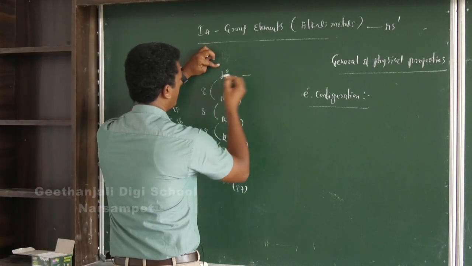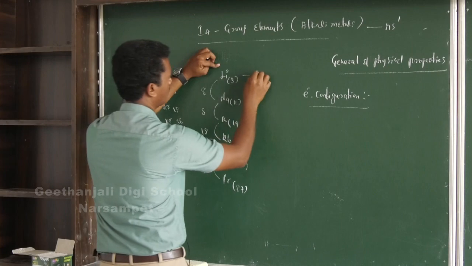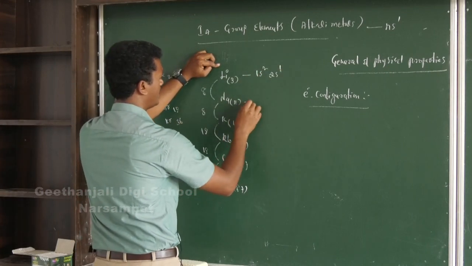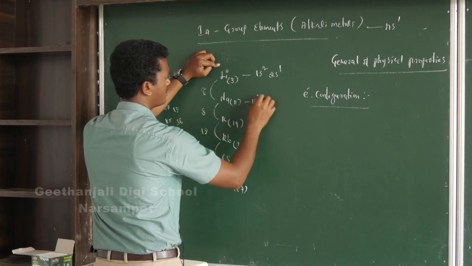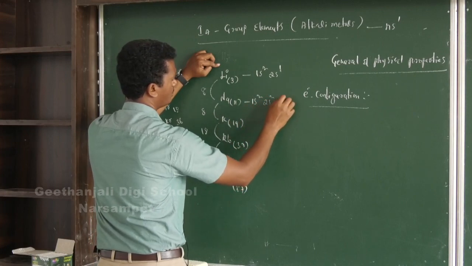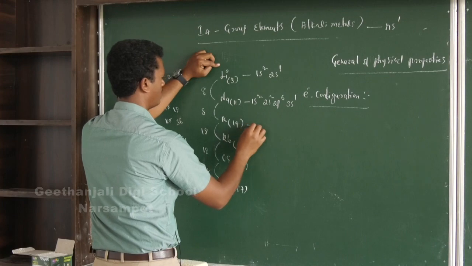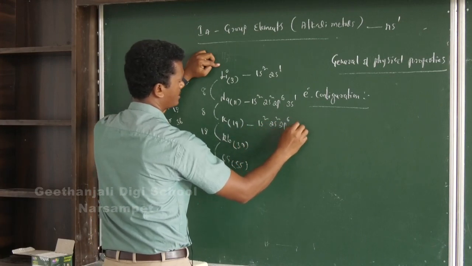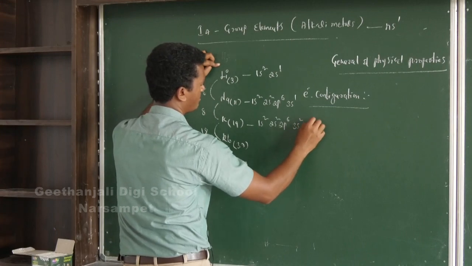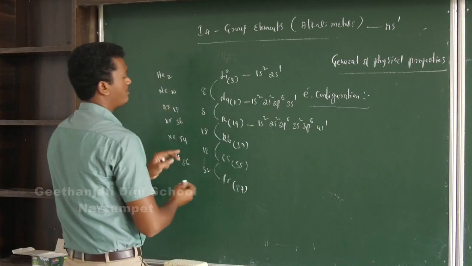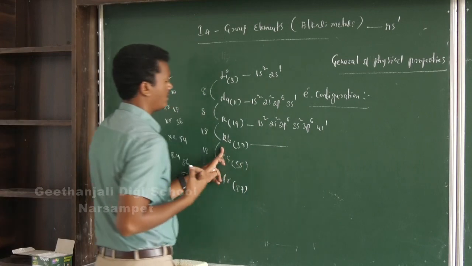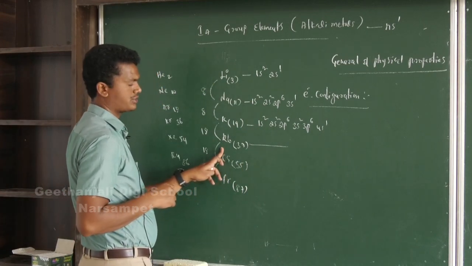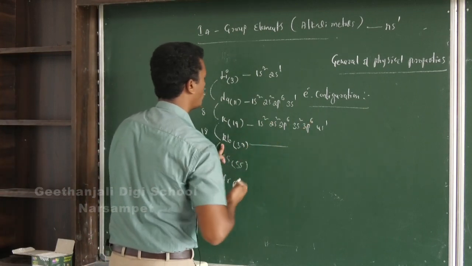So the configuration of lithium is 1s2 2s1, as it has only 3 electrons, and sodium is 1s2 2s2 2p6 3s1. Next, potassium is 1s2 2s2 2p6 3s2 3p6 4s1. For rubidium, it may be difficult to write the configuration because it is larger.